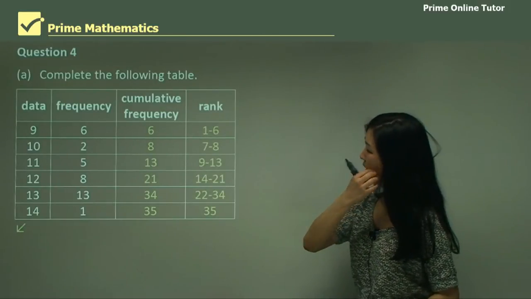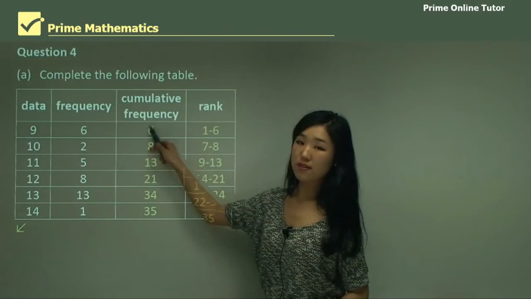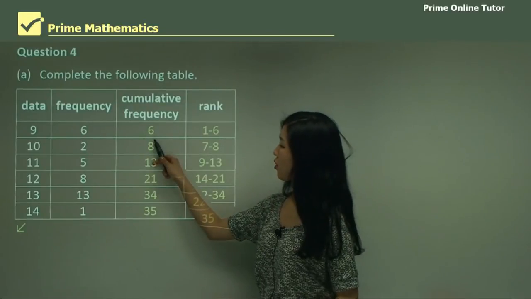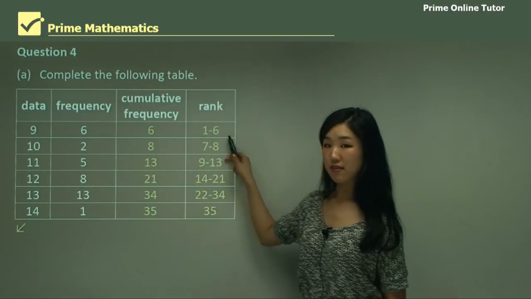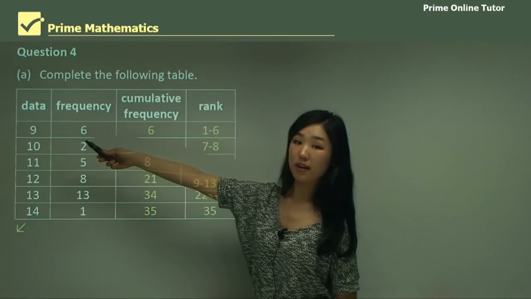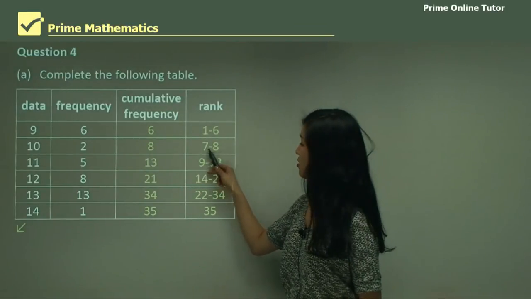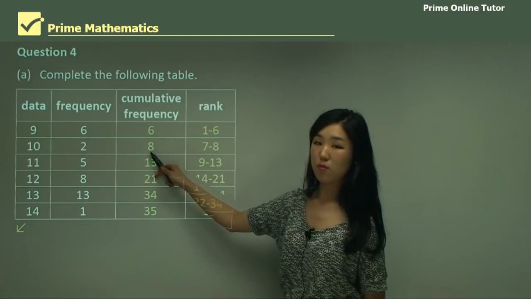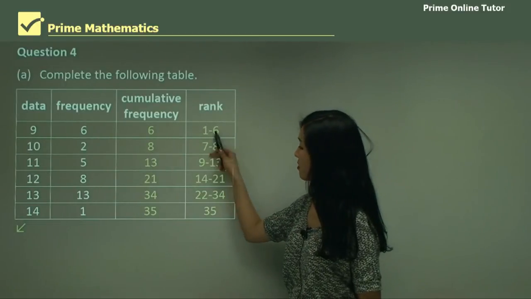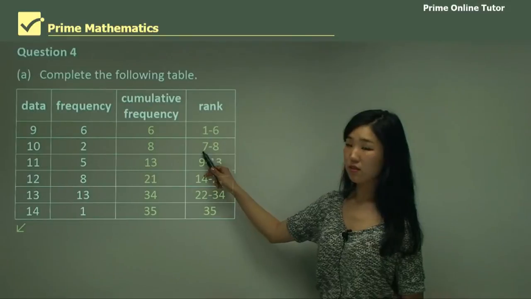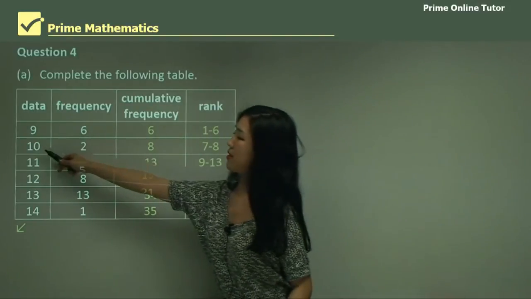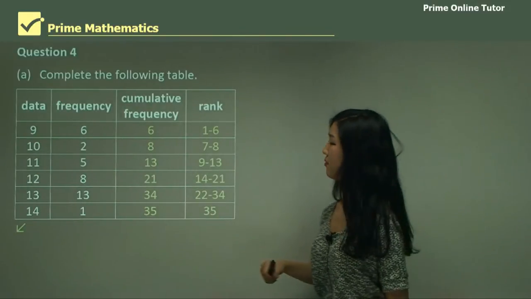That's the rank, and as you can see, in the first one, there's 6 scores. So the first score up to the 6th score has a data of 9. Okay. Now, from the 7th score to the 8th score, because see how the cumulative frequency has 8. So from the 7th score, which is the next score after 6, up to the 8th is representing the data of 10. Okay.